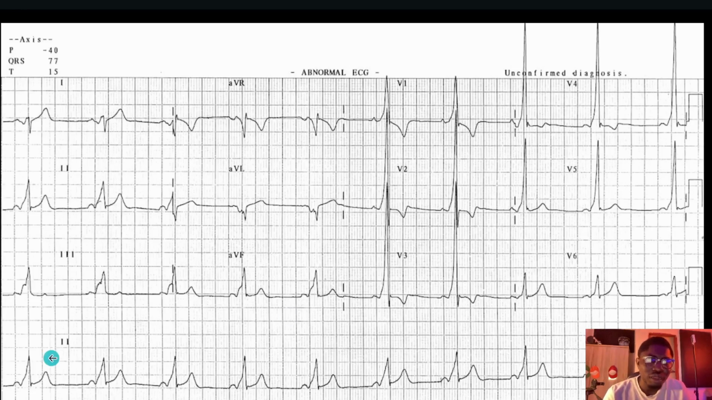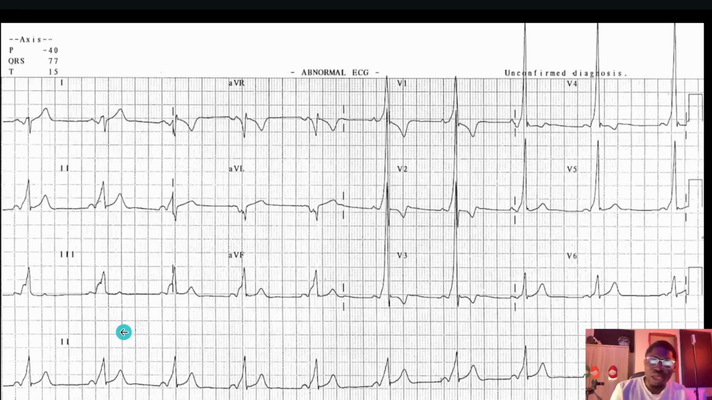We can see the P waves. This is a P wave, this is a P wave, P wave, P wave consistently. We could see in some cases it's monophasic, and in other cases like this, it's biphasic, but it's present nonetheless. So P wave, sinus rhythm.